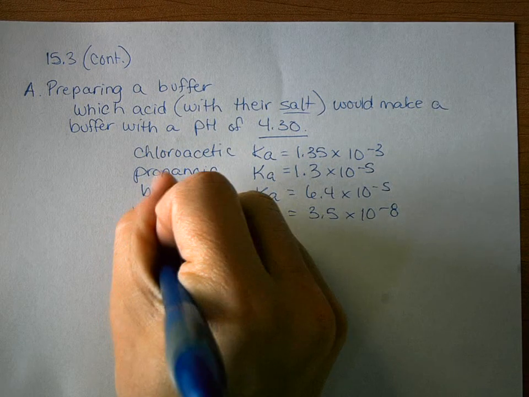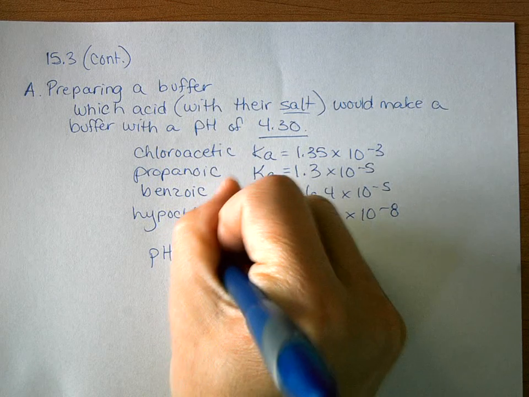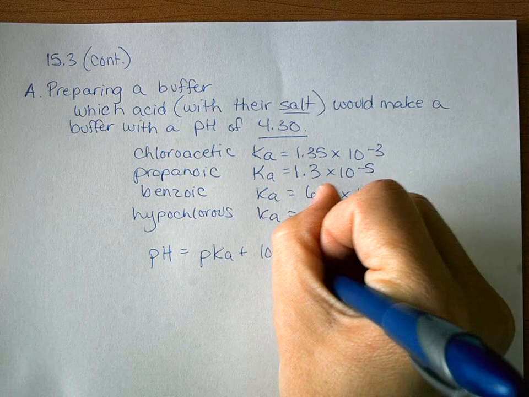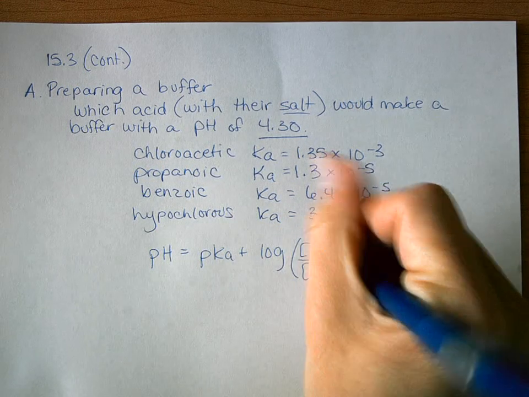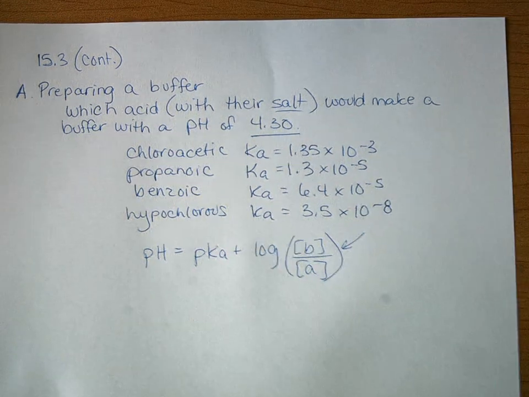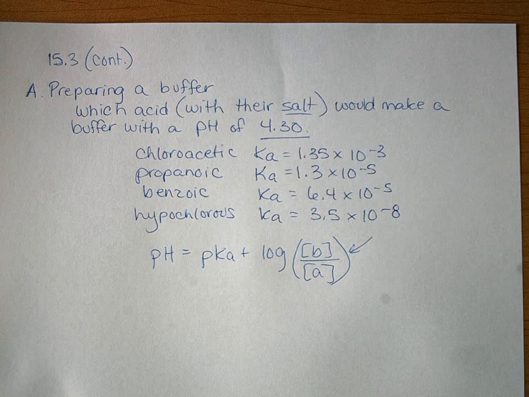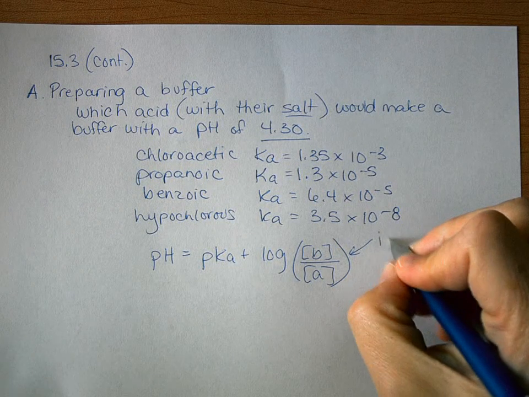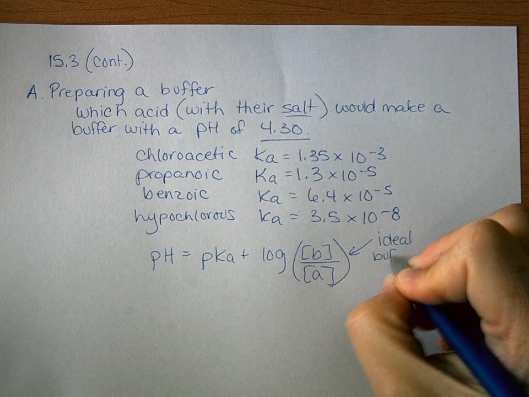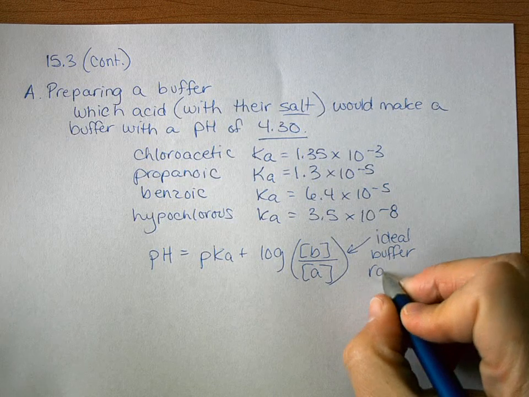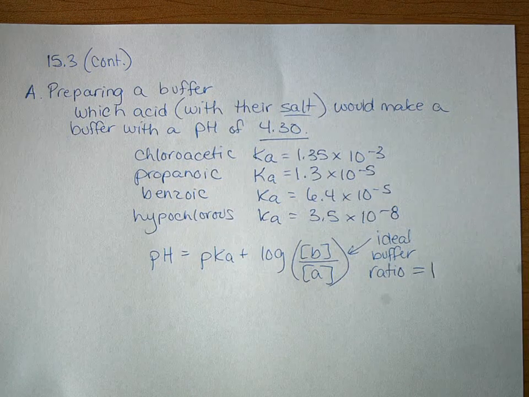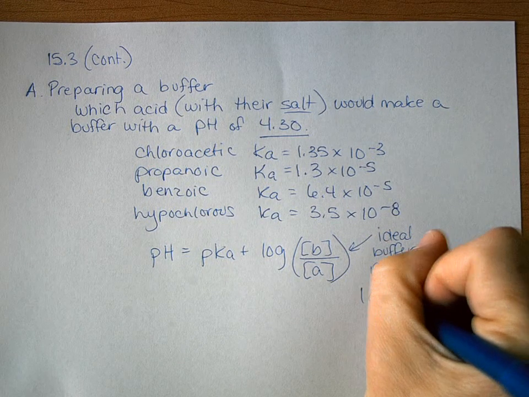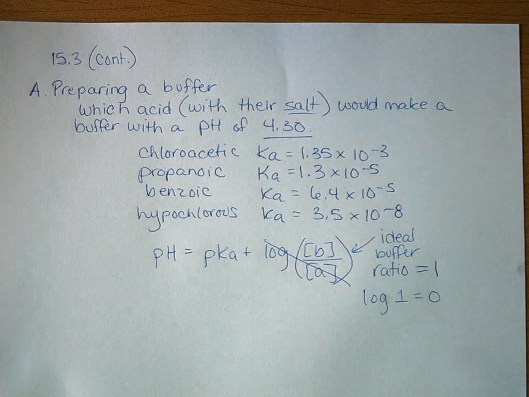Now I know that from the Henderson-Hasselbalch equation, pH equals pKa plus the log of my concentration of the base over my concentration of the acid. And you can assume, since we want a good buffer here, we want to pretend it's going to be an ideal buffer, which means that this ratio is equal to 1. And so if I take the log of 1, it equals 0. So that part of the equation goes away.